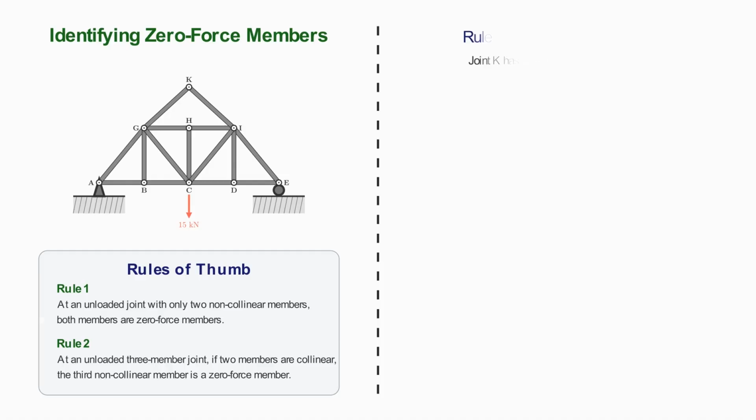We'll start at the peak joint K. There's no external load acting at the joint, and only two non-collinear members meet there, GK and IK. To see why both members must carry zero forces, assume initially that they carry an axial force, with theta measured from the horizontal. The horizontal component of each member force is proportional to cosine theta, while the vertical component is proportional to sine theta.